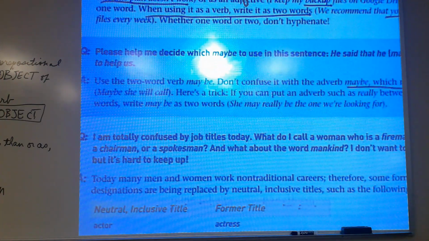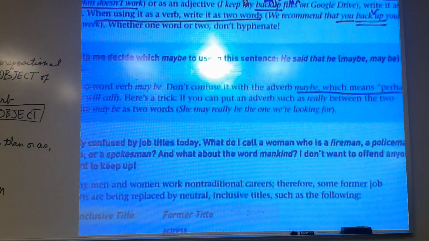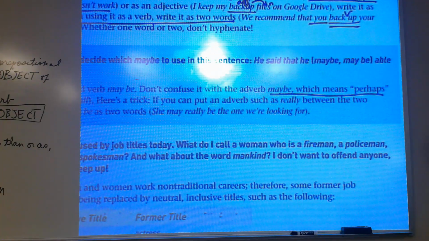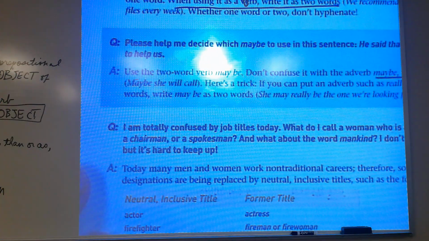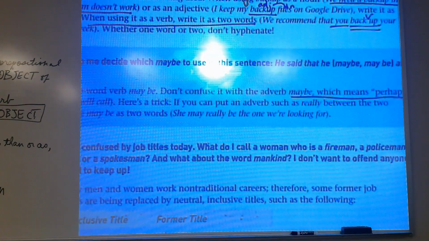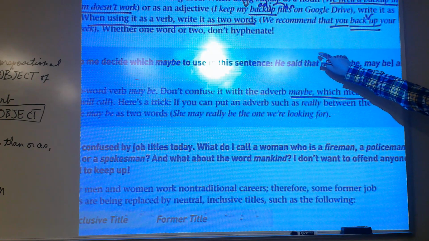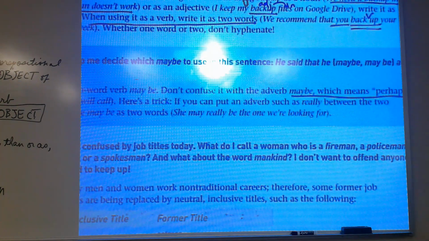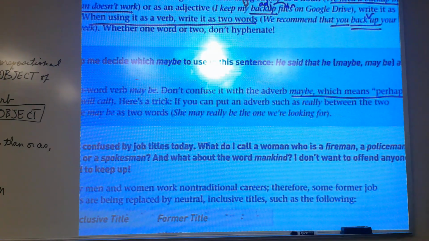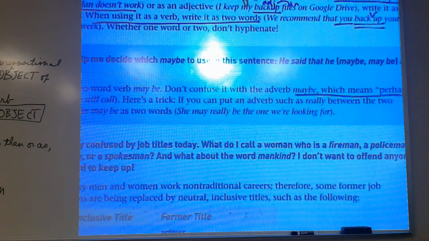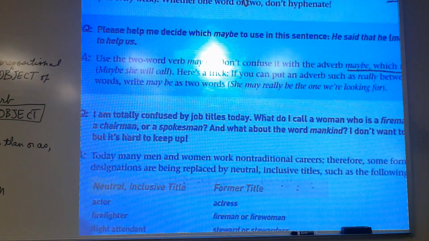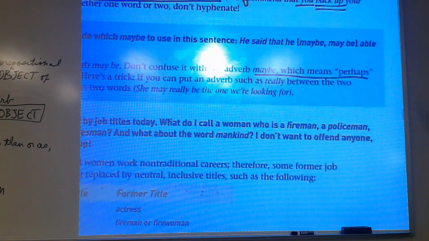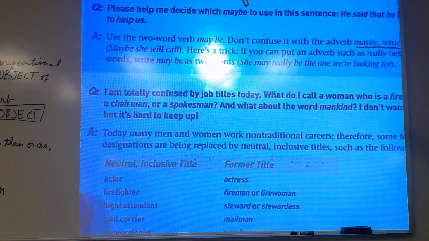And then, please help me decide which maybe to use in this sentence. He said that he maybe is one word or may be able to help us. Well, the subject is he of this clause. He may be able is your verb phrase. If it's used as a verb phrase, may be should be two words. If maybe is used as one word, that also means perhaps. So use a two-word verb may be. Don't confuse it with the adverb maybe, which means perhaps, or maybe she would call.